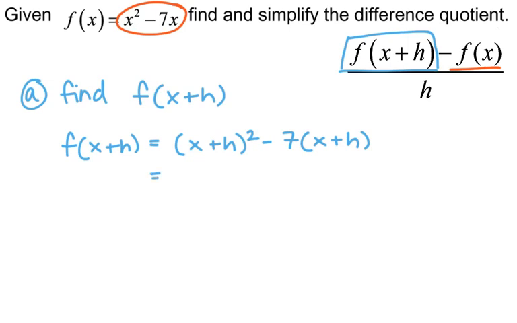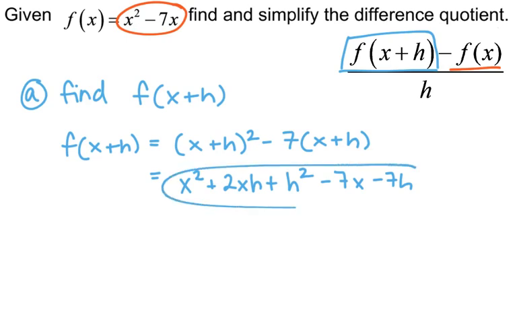Here I'm going to go ahead and simplify. That gives me x squared plus 2xh plus h squared. We FOIL this. X plus h squared means x plus h times x plus h. So we go first, outer, inner, last. And then I'll distribute. I have negative 7x and minus 7h. And there are no like terms to combine here. So I know what this expression is going to be.